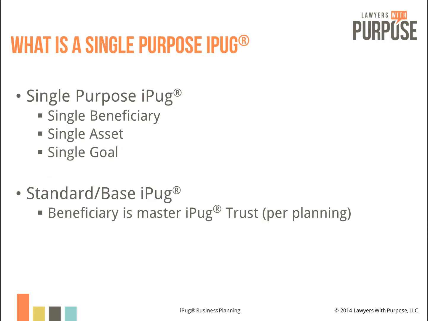What about using a single-purpose IPUG? A single-purpose IPUG is a separate IPUG that has three general uses, and it is part of a larger estate plan with a master IPUG that controls the main asset distributions.